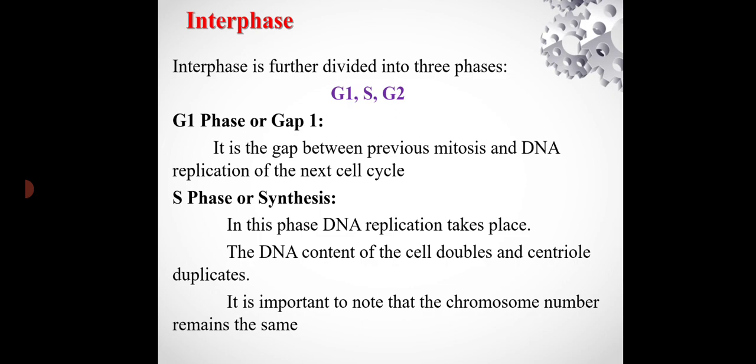Interphase is further divided into three phases: G1, S and G2. G1 phase, where G means gap, is the gap phase. It is the gap between the previous mitosis and DNA replication of the next cell cycle. Next, S phase or synthesis phase. In this phase, DNA replication takes place. The DNA content doubles and centrioles duplicate. It is important to note that the chromosome number remains the same.